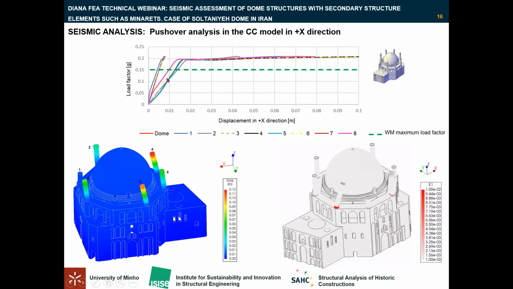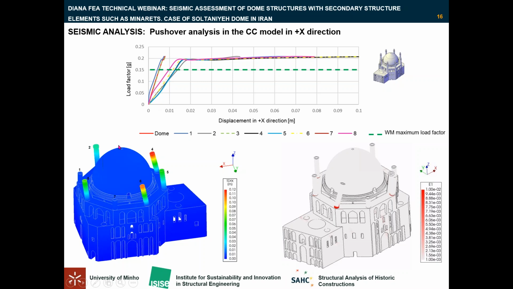So, for the result, in the graph, we can see the capacity curve of the structure for a point on top of the dome and a point on top of each minaret. They show that the load capacity of the structure has increased again, and we have a maximum load capacity of 0.21 g here with the corresponding maximum displacement of 8 millimeters for the top of the dome, as you can see here.